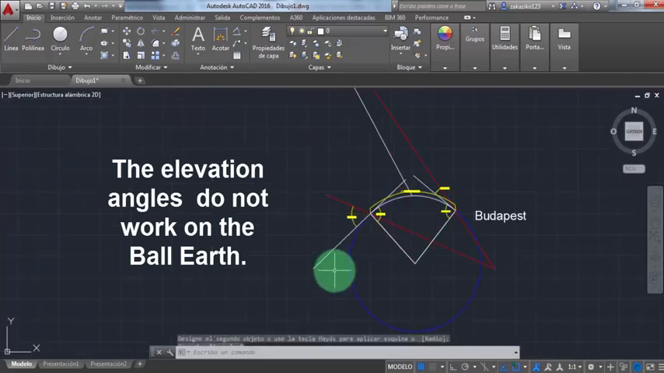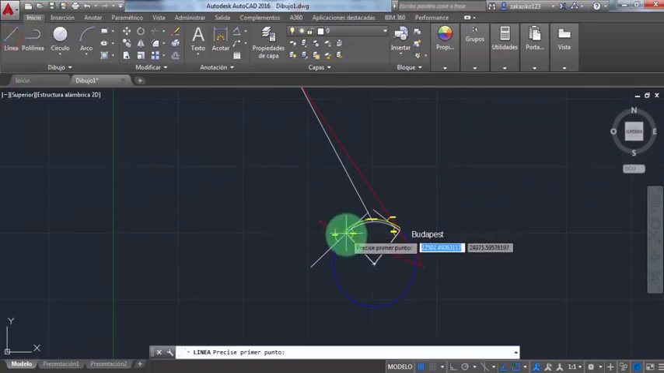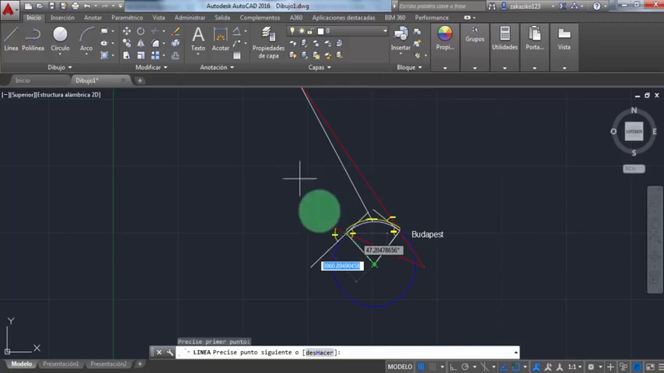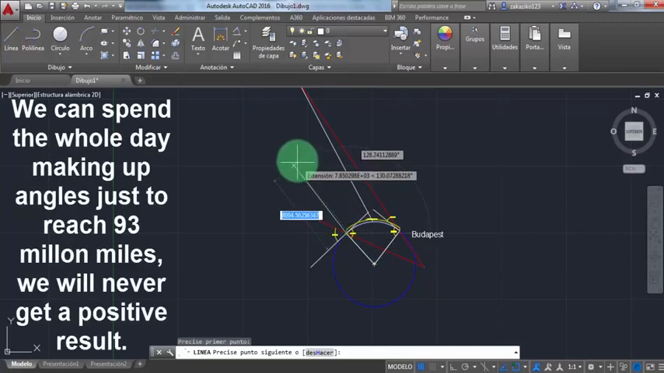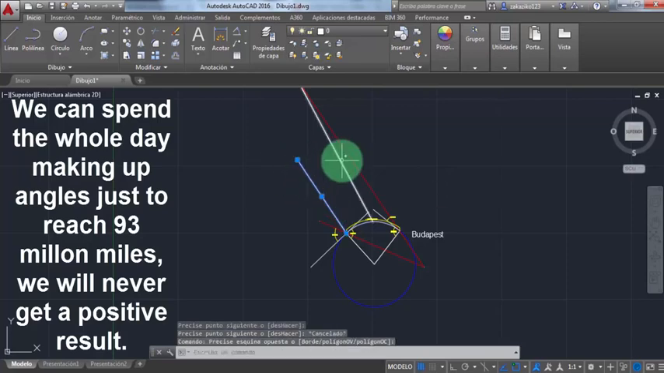Think about it for a second and you will find out that these lines will never work on the globe we think we live in. We can spend the whole day making up angles just to reach 93 million miles. We will never get a positive result.